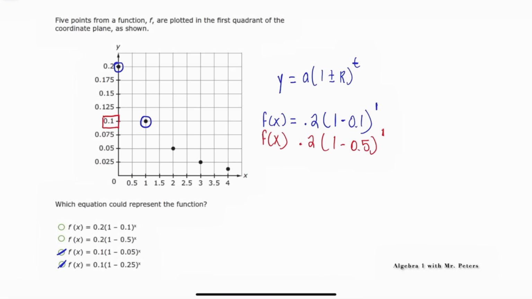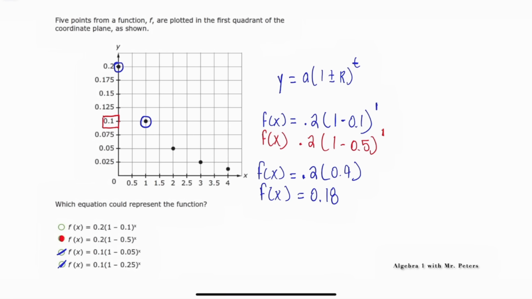So when we simplify, let's go back to blue. We're going to have f of x is equal to 0.2 times 0.9. So once we multiply that by 0.2, we're going to get f of x is equal to 0.18. That's not correct. So we should already know that is going to be answer choice B. And just remember, anything to the first power is itself. So after we take care of what's in the parentheses, that is not going to change. And that is why I picked that specific point.